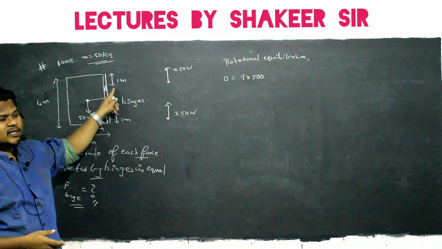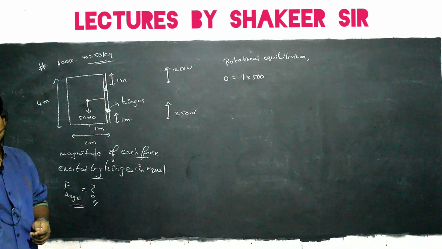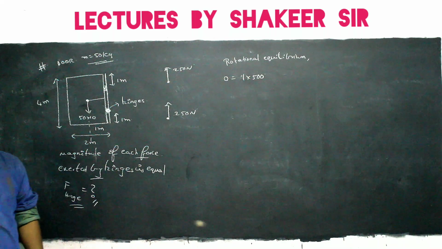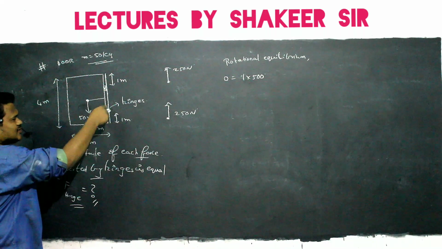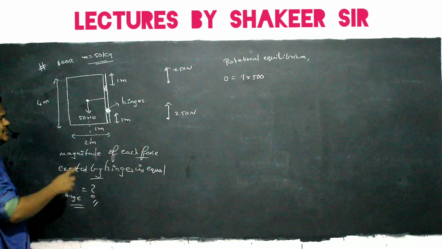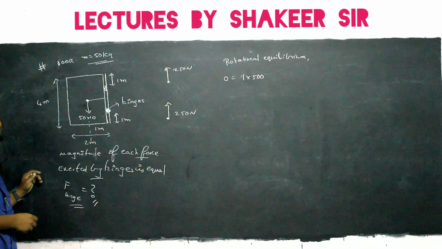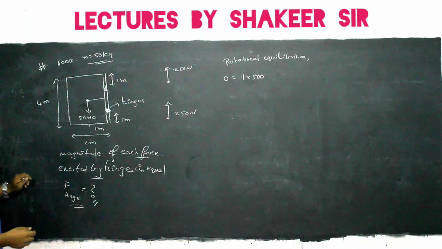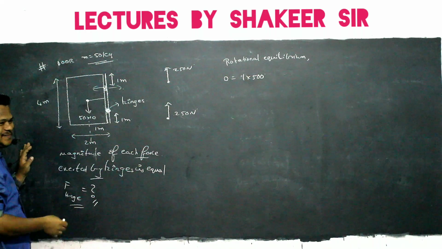Opposite means what should be the direction of force? Force direction should be in which direction? Upwards. If it is downwards, then it is passing through the axis, no? Upwards, sir. If it is upwards, then also that force is passing through the axis, no? Perpendicular means in this direction or in this direction? This direction. In this direction.